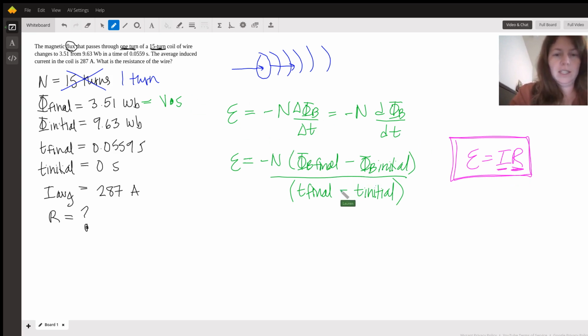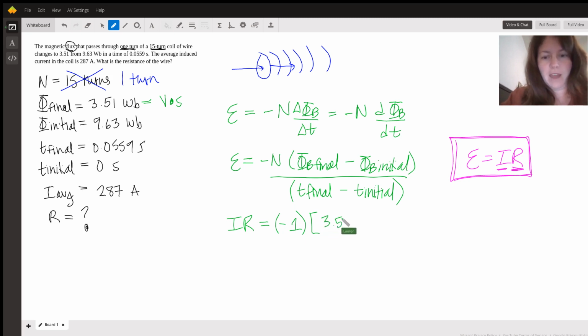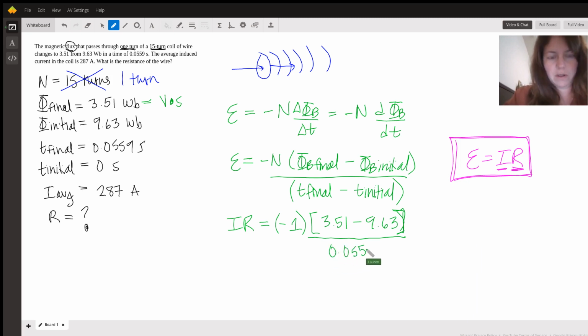So plugging in some of these values, I'm just going to write IR for our EMF is equal to N. That's a -1. It's only giving us the flux through one coil. And then the final value is 3.51 minus 9.63. Make that a bracket. And then final minus initial is just the difference in time, because our initial time we will assume is 0, 9 seconds. And the units for Weber is, again, volt seconds.